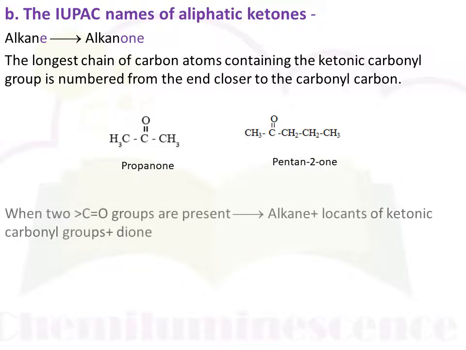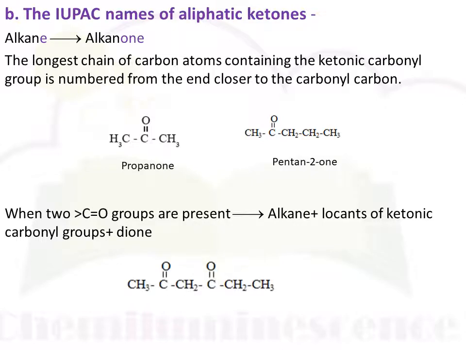That is ONE. When 2 carbonyl groups are present, meaning if in any structure 2 carbonyl groups are present, then write the name of that compound in this format. First write the name of the alkane part, then the locant of the ketonic carbonyl groups, separated with commas, and then add dione at the end. For example, in this example you can see 2 carbonyl groups are present.